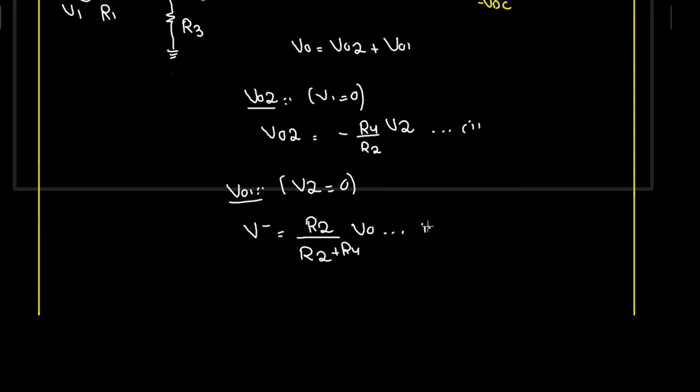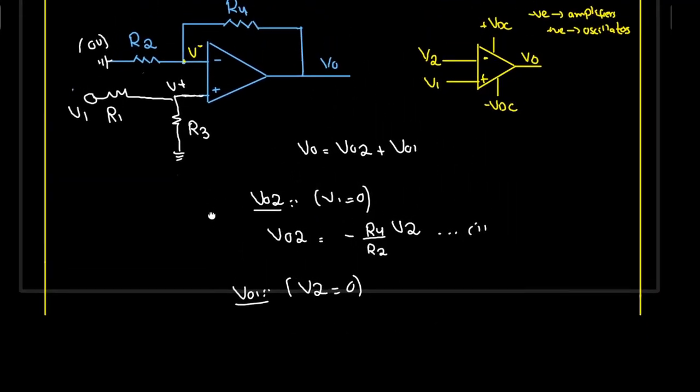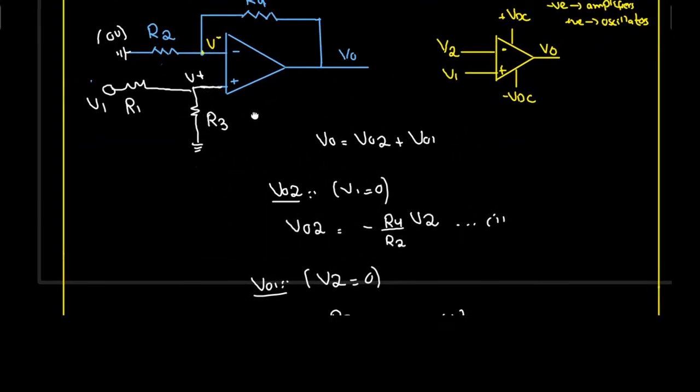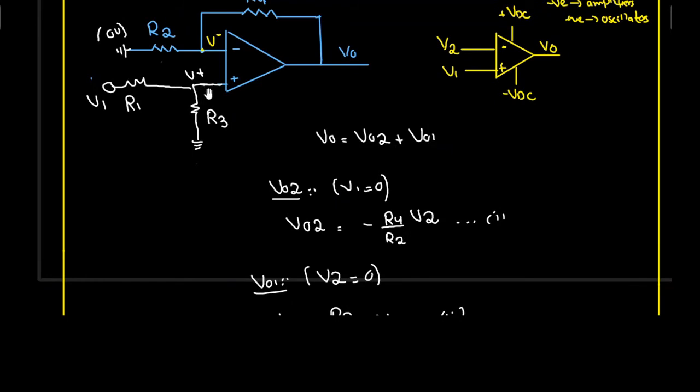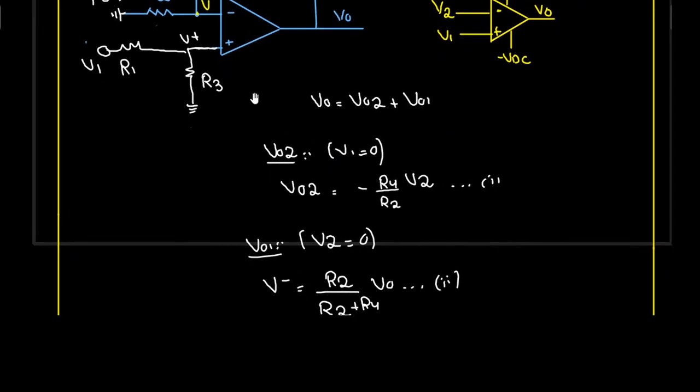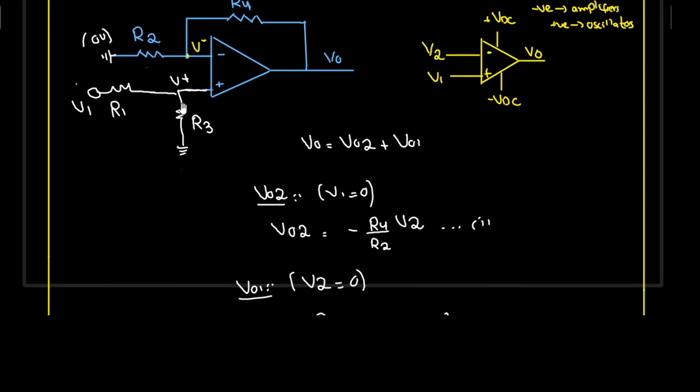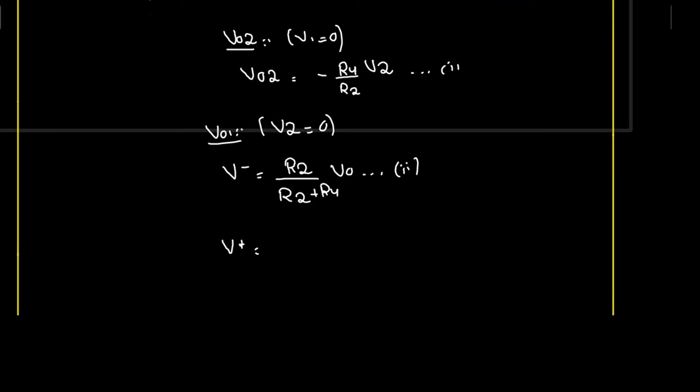Let me name it as equation 2. Now if the voltage at the negative terminal is this voltage, the voltage at the positive terminal will also be the same. But let us again apply the voltage divider rule and find the voltage at the positive terminal. So V plus is going to be equal to R3 divided by R1 plus R3 into V1. So this is going to be my equation number 3.